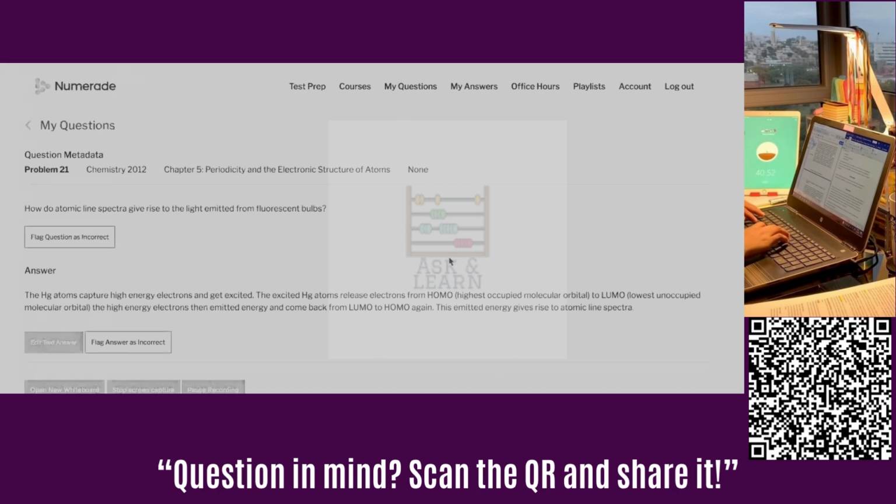Now, if you look in here for the answer, you will see they talk about lowest occupied, that's the ground state, and highest occupied, that's the excited state. So that's pretty much what it's saying.